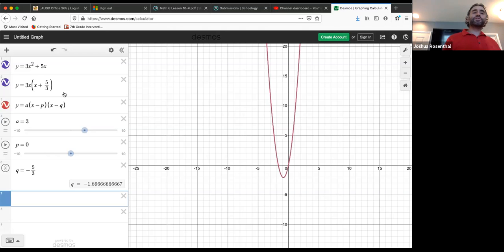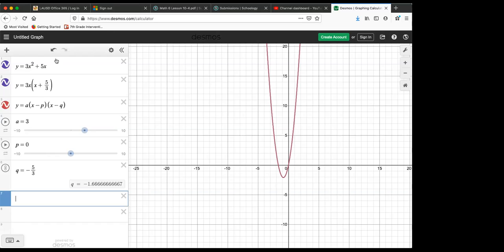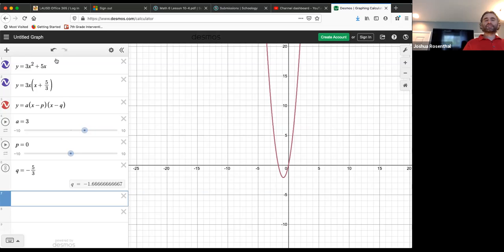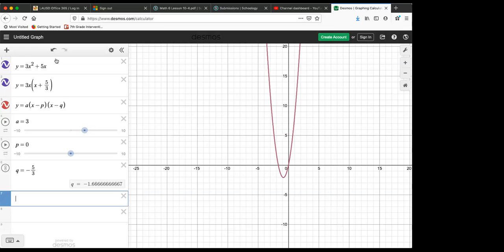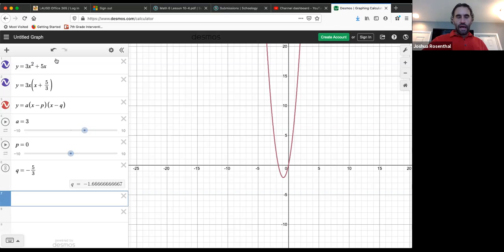Now, go back up to your original. How do you make the connection to that? Where did those numbers come from? So you just remove it, so it would be 3x times x is 3x squared. And then 3x times 5 over 3 would be 5x. What happens when x is 0? You get 0, right? And if you plug in negative 5/3, you're going to get 0.